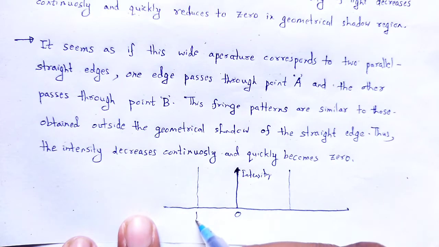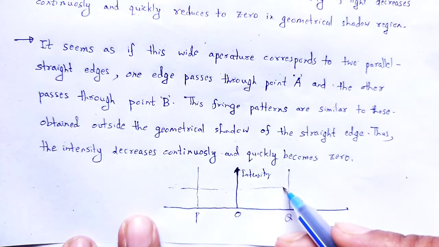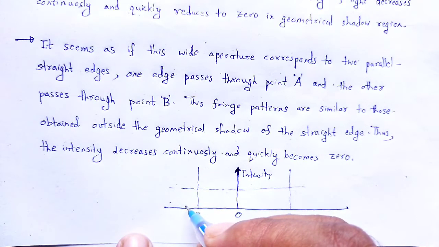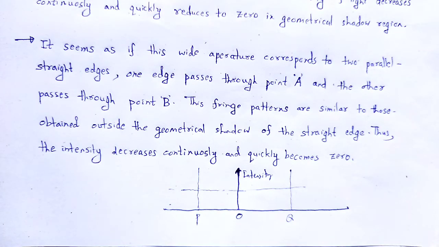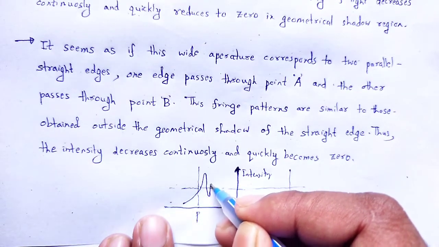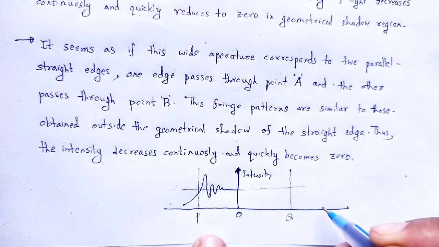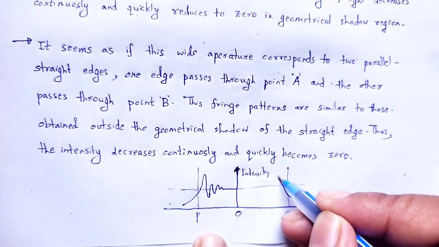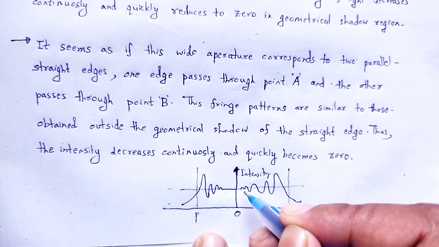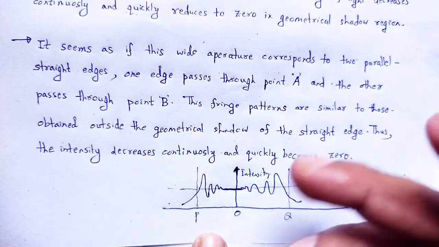That be the point O, that be the point P, that be the point Q. Diffraction pattern due to the straight edge: the intensity gradually decreases and here almost constant. Then at point Q, the intensity gradually decreases. After that, it is almost constant. At point O, the intensity is constant.